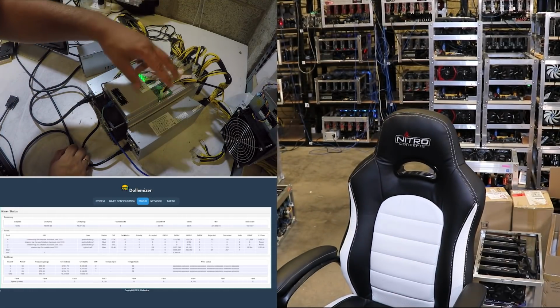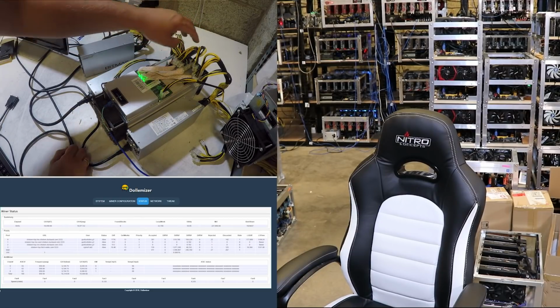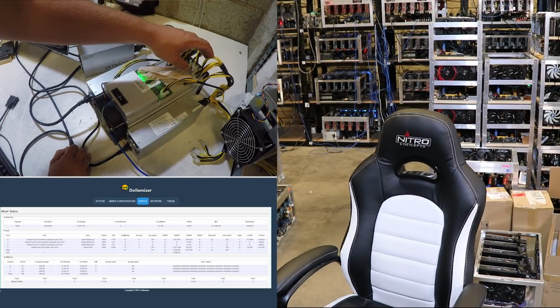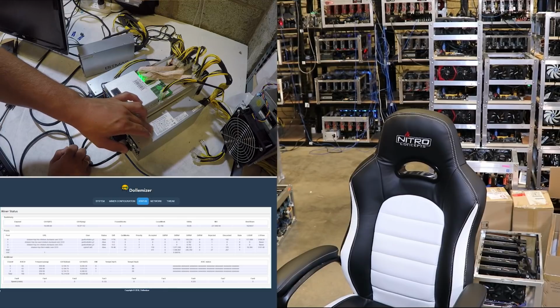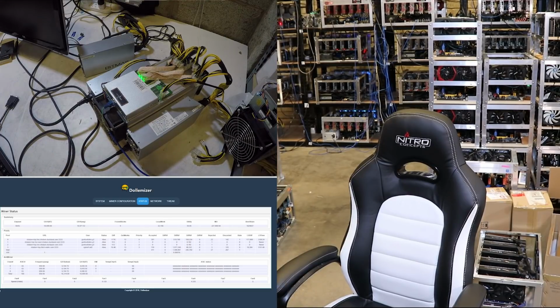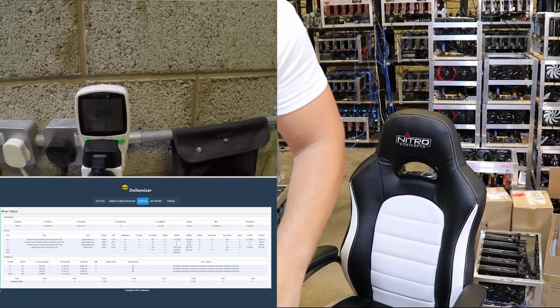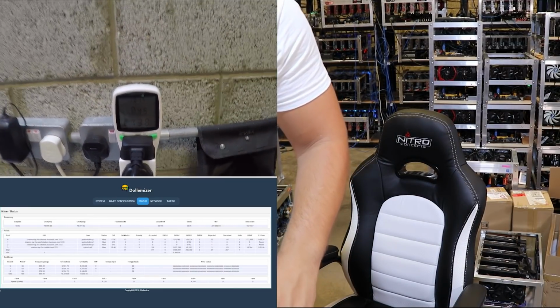You can see that I have connected two power supplies. One power supply is powering two hashing boards, and the other power supply is powering one hashing board and the control board. So this is the main power supply which will turn on your mining rig. You can see this miner is overclocked now and using 2,138 watts of power.